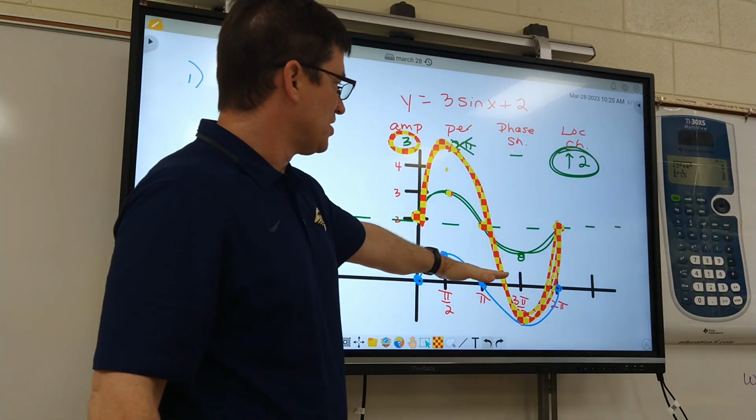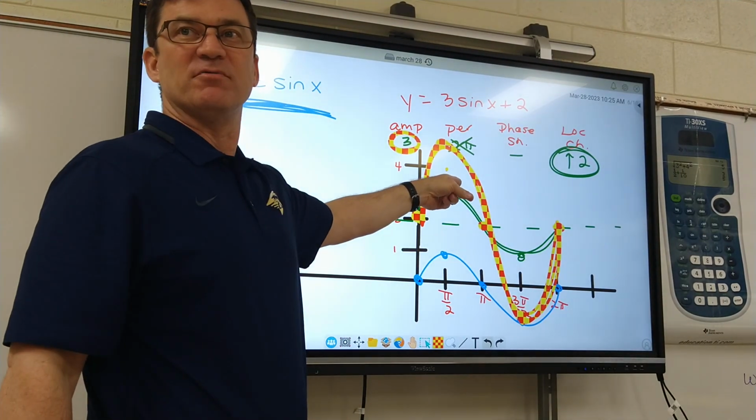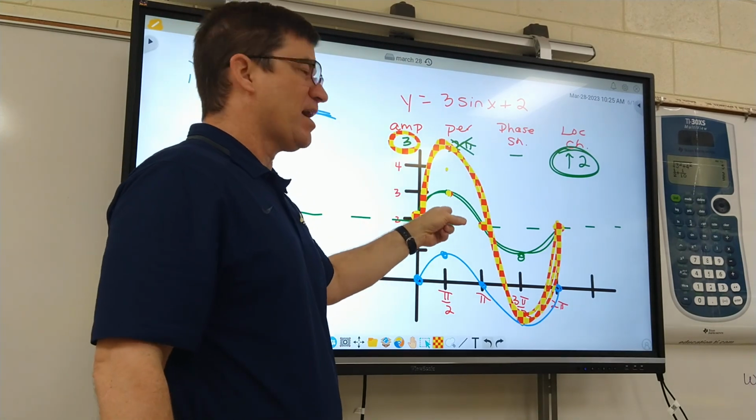No, you don't want to count from the original. That's why we moved everything up 2. Oh, you counted from the old dot that was already there. You counted up 3. No. Go back and count from the dotted line.